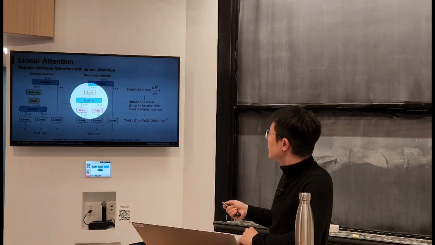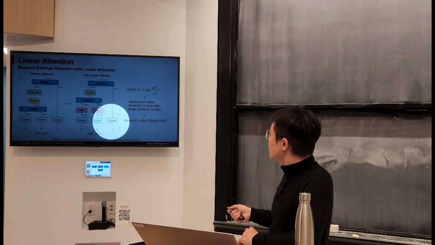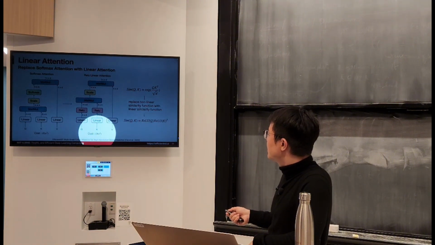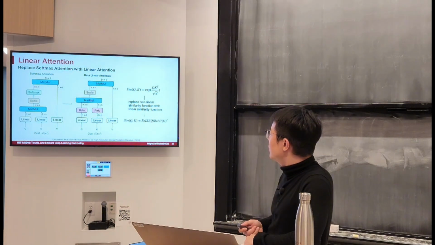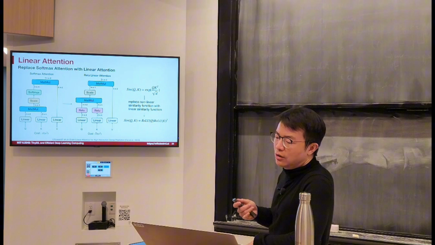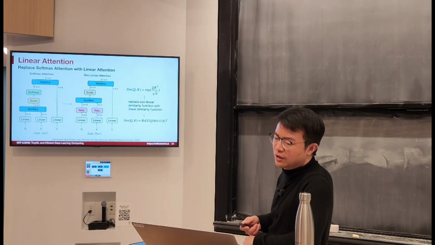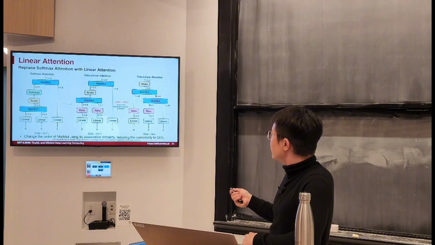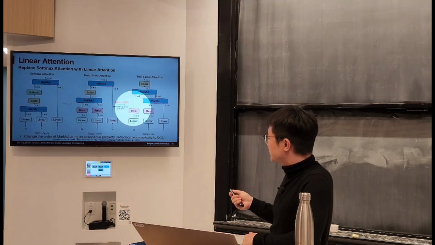We pass it through the matmul, scale it, and then finally multiply that with V. So the cost is still O(N²) in that case. Can we change the order such that we can have O(N) rather than O(N²) complexity? Okay, so that leads to the third solution.